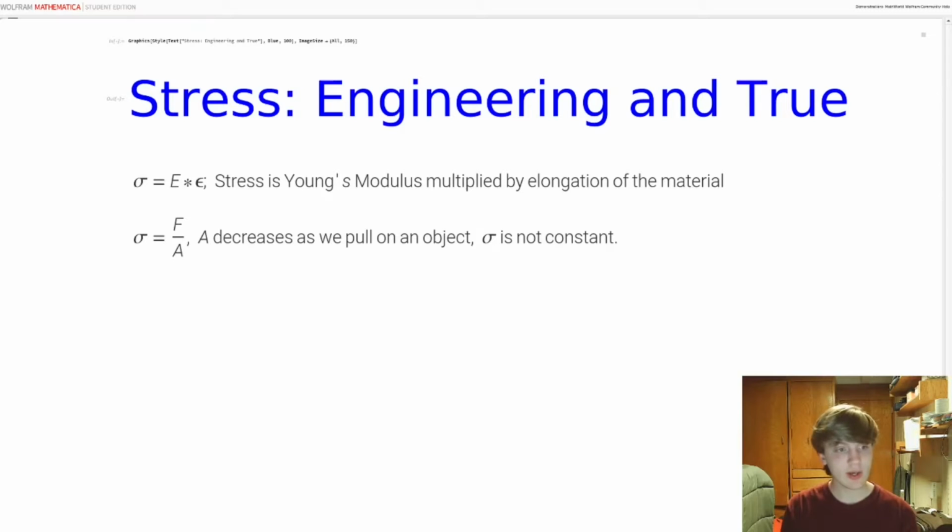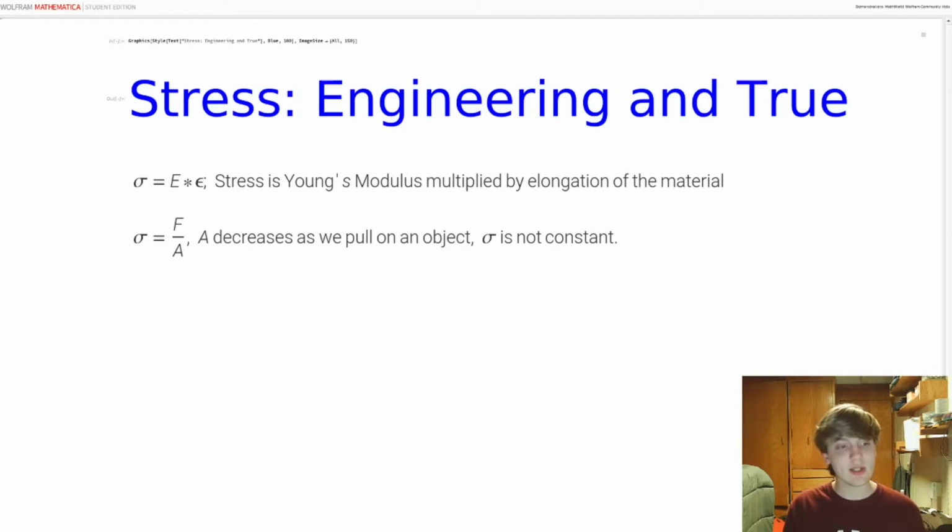Now, engineering stress is known as Young's modulus times the elongation of the material. So you have Young's modulus, which is a constant defined for every material, times the ratio by which you elongate the material. So when you pull on something in the x direction, you multiply the ratio that you elongated it by times Young's modulus, and that'll give you the stress that the material's under.